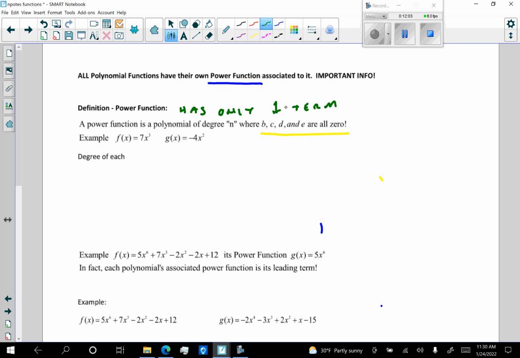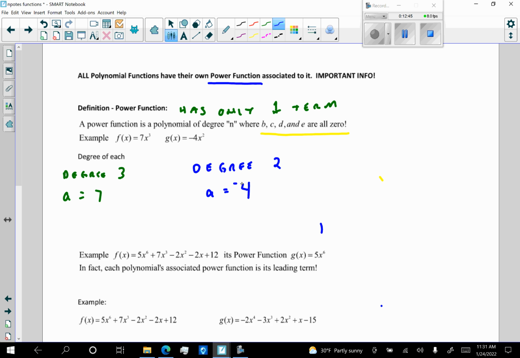And here are two examples of a power function, f of x equals 7x cubed. The degree of this guy right here is 3. The leading coefficient is 7. That's a power function. A power function only has one term. What about g? The degree of g is 2. The leading coefficient is -4. Power functions have one term.